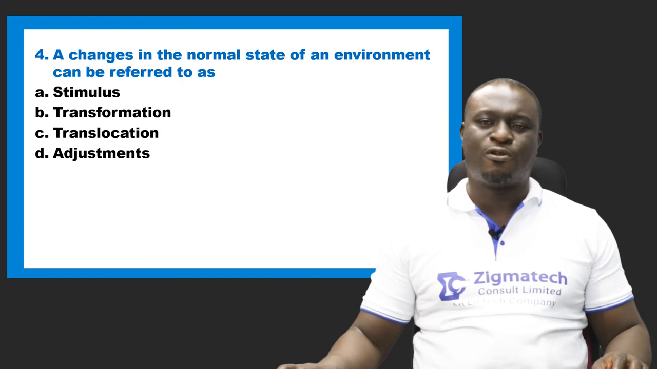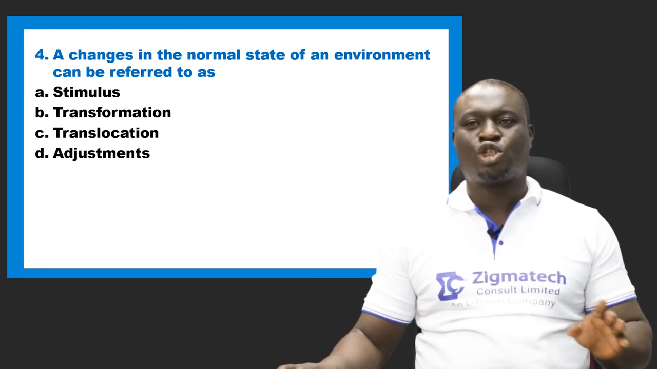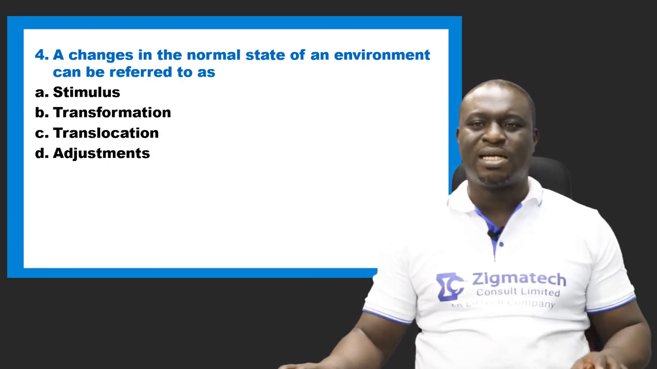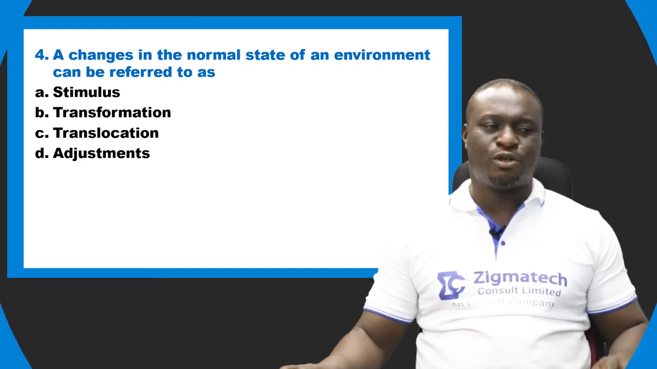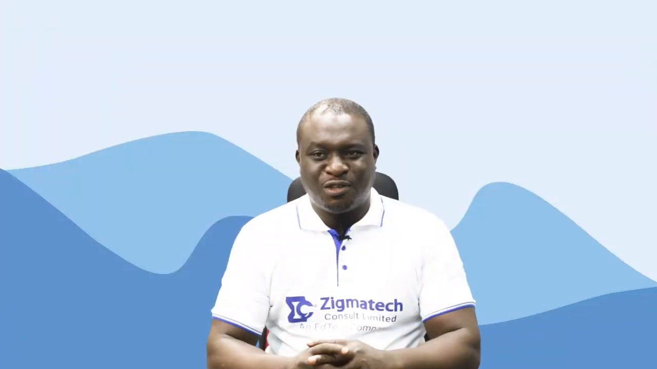And then finally, the fourth question, a change in the normal state of an environment can be referred to as stimulus.